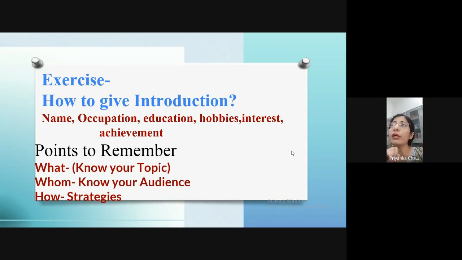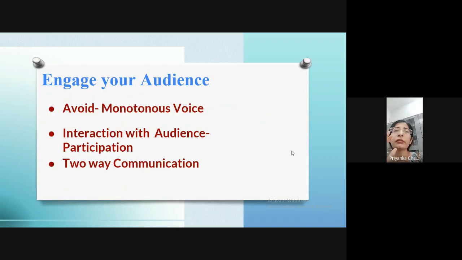Strategy, what strategy you will opt for? What teaching pedagogy you will include while delivering your lectures? So these things you have to remember. Next is how: the question arises how you are going to engage the audience. This is the most difficult task, to engage the audience.